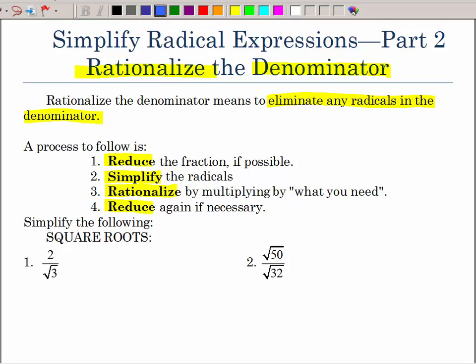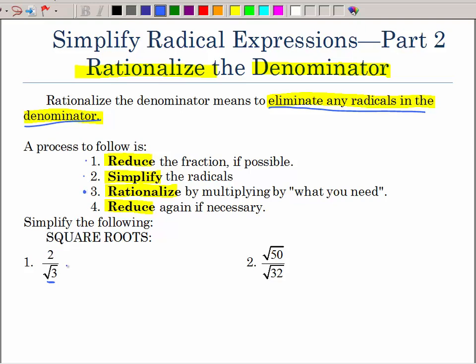Problem 1, we're going to look at square roots. You see we have a fraction and we have a radical in the denominator, and our goal is to eliminate any radicals in that denominator. So step 1, can we reduce that fraction? No. Can we simplify that radical? No. So what's this rationalize mean?